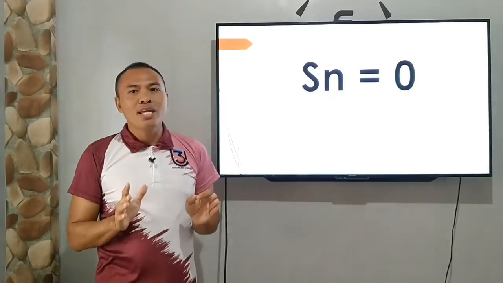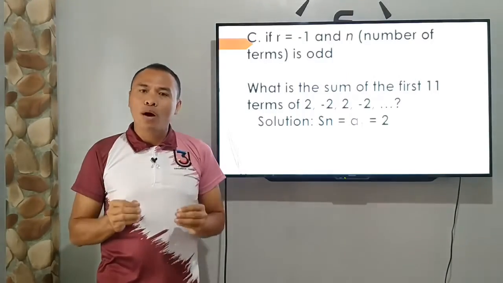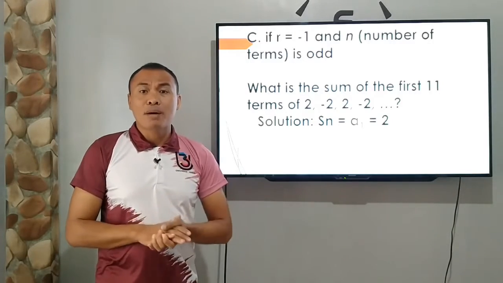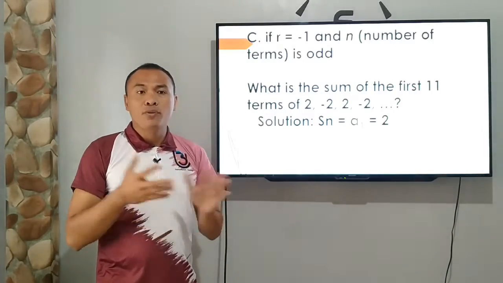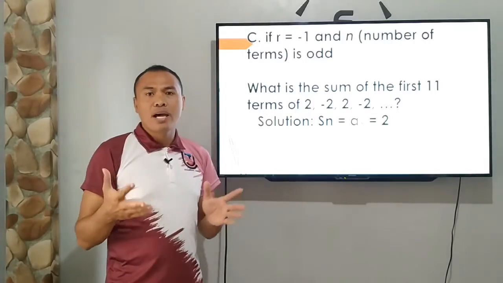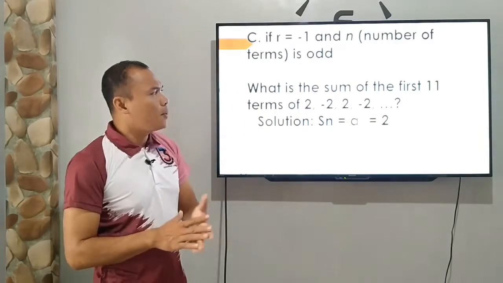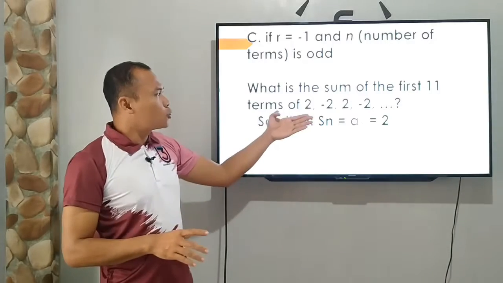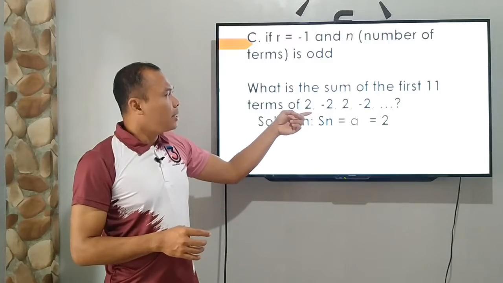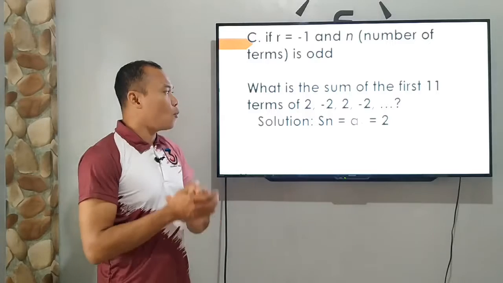Let's proceed with our next condition, which is r is negative 1 and the number of terms is odd. How do we know if a number is odd? It is odd if it is not divisible by 2, like 1, 3, 5, 7, 9, 11. Let's take a look at this. What is the sum of the first 11 terms of 2, negative 2, 2, negative 2? Negative 2 divided by 2 is negative 1. It satisfies the condition of negative 1.